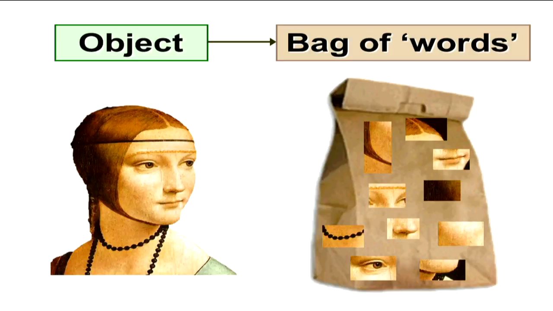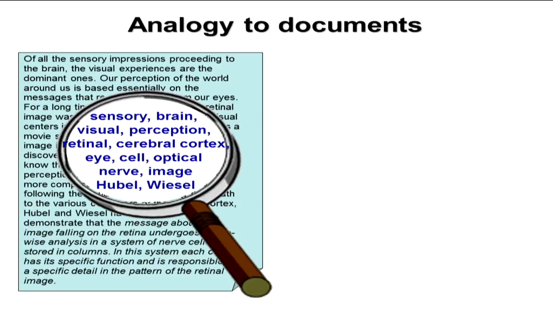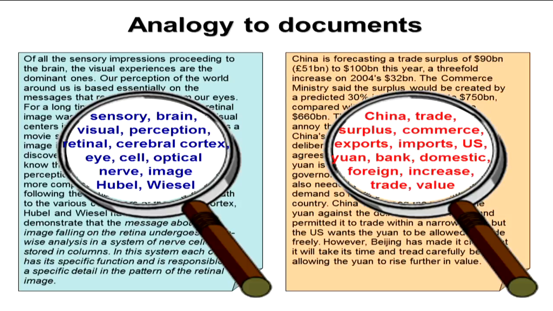And here the idea is to do the same kind of thing, except the histogram is going to be over what we call visual words. So this is an analogy to documents. You look at a document's histogram, and it says sensory, brain, visual perception versus China, trade, whatever. Those are the descriptors, the sufficient statistics that you can use to classify different documents.